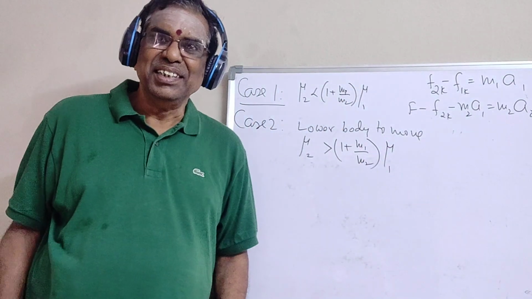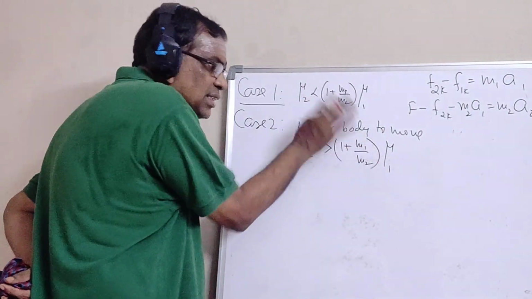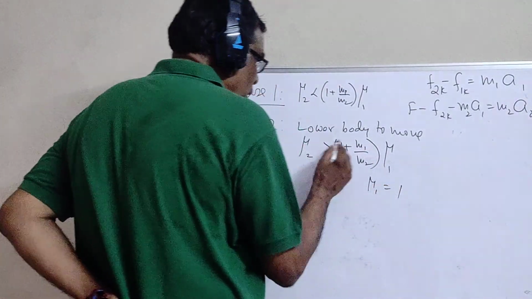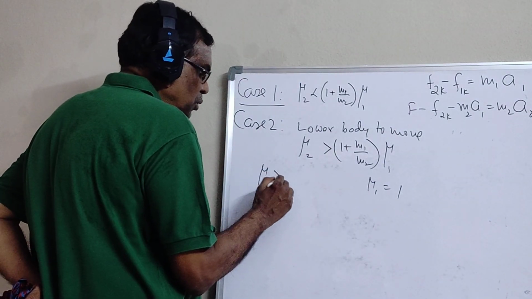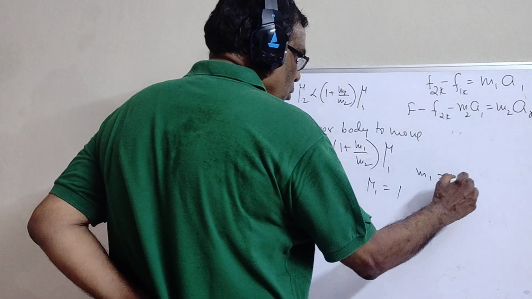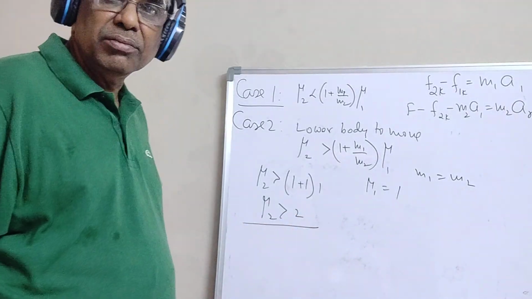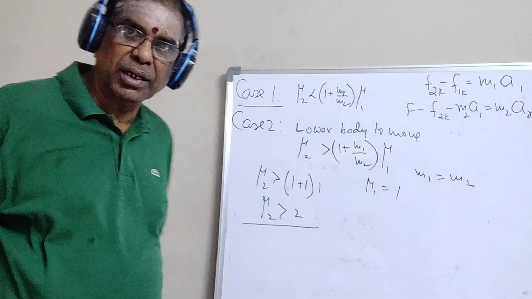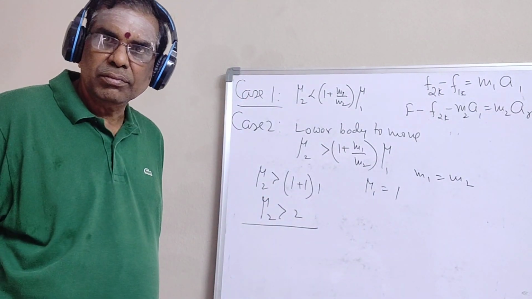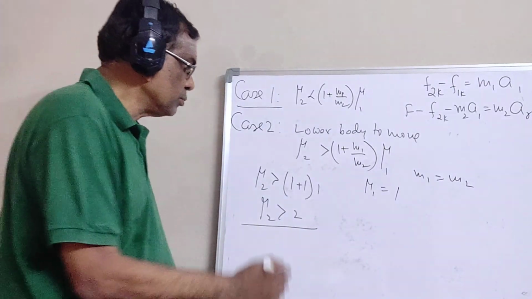This is important. Now I think I got a little confused about what I was talking about. Let us take, because this is just reversed, what if I take mu1 equal to 1? What about mu2? Mu2 should be greater than, if I take m1 equal to m2, mu2 must be greater than 2. Now here that condition is applicable. If I say mu2 greater than mu1, that is not enough. Mu2 must be much more than mu1.